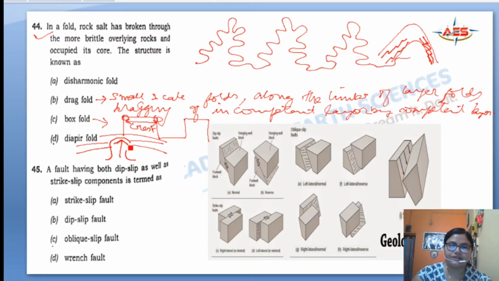Okay, due to which the brittle layer will be folded with the salt dome at the center of the fold. Okay, this is called a diaper fold. Now what has been stated? In a fold, rock salt that has broken through the more brittle overlying rocks and occupied its core. The structure is called as, then what will it be?